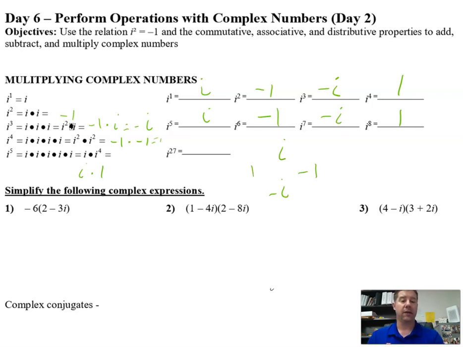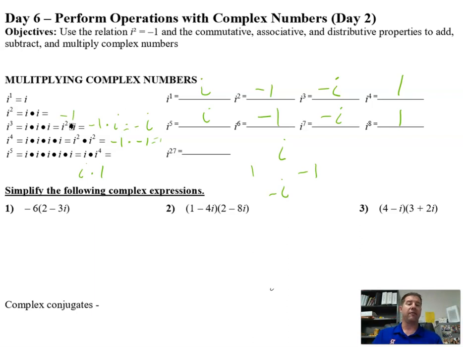1, 2, 3, 4, 5, and so on. And you can count until you got to 27, and whichever one you landed on, that would be your answer. Okay? That's a little bit of work and a lot of counting.